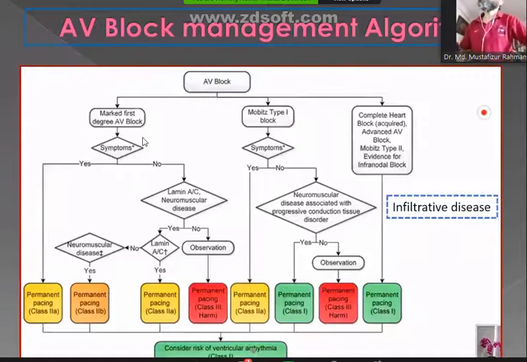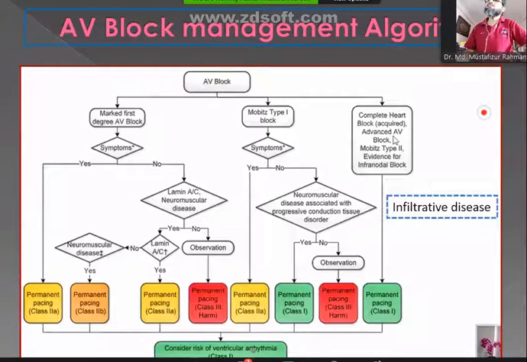And in the patient with marked first degree heart block, if the patient is symptomatic, then the permanent pacemaker will be a class 2A indication. If it is asymptomatic, we again look for neuromuscular disease or something else. If yes, class 2B indication. If no, class 3 indication.